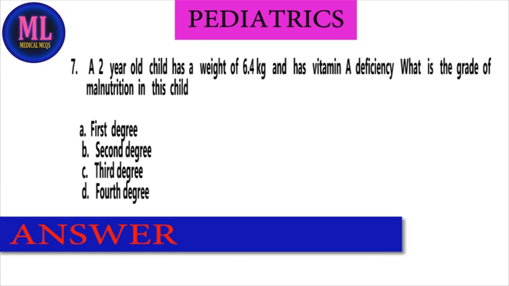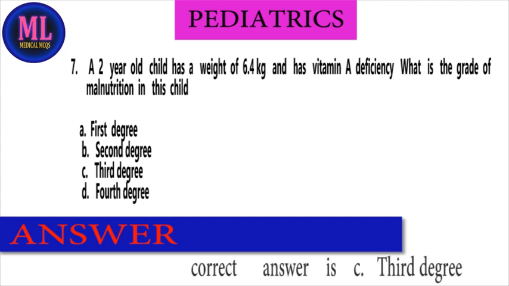7. A 2-year-old child has a weight of 6.4 kilograms and has vitamin A deficiency. What is the grade of malnutrition in this child? A. First degree, B. Second degree, C. Third degree, D. Fourth degree. Correct answer is C. Third degree.